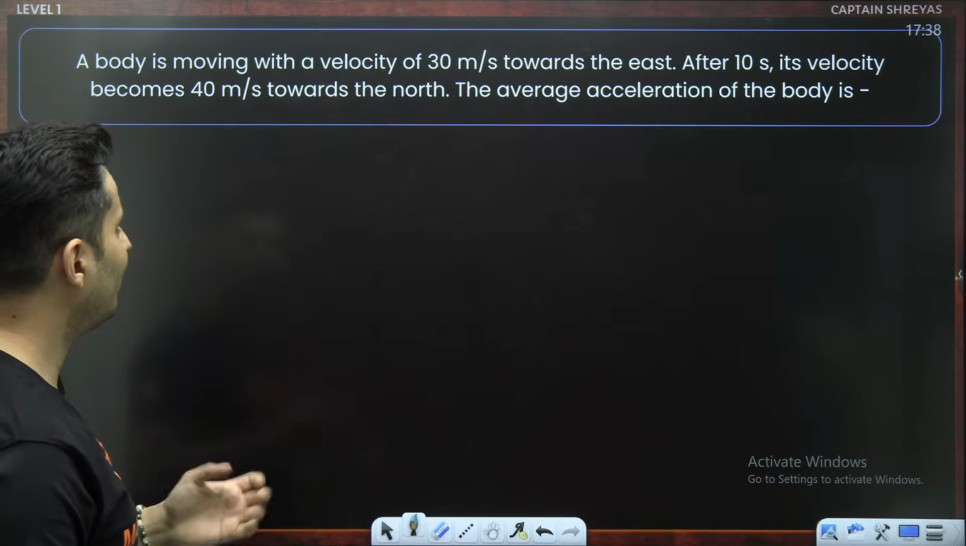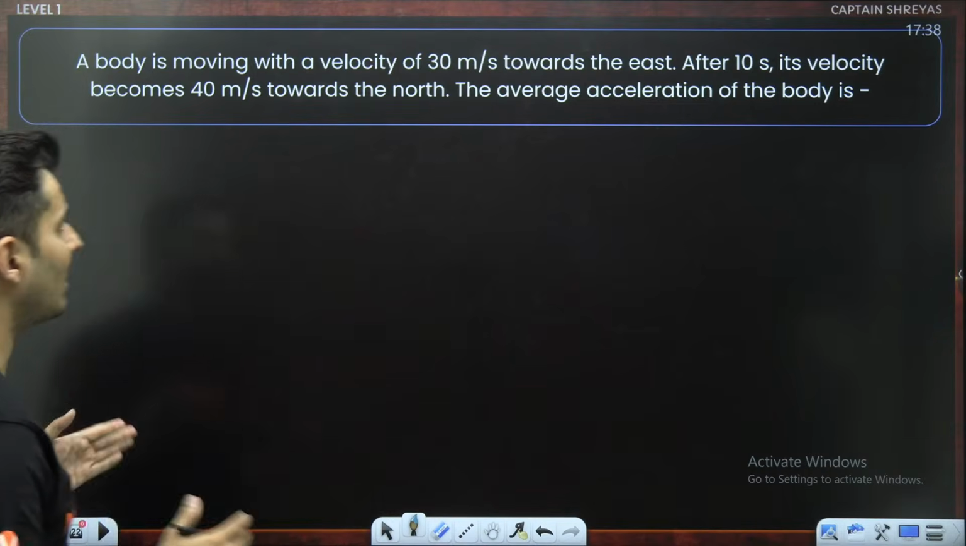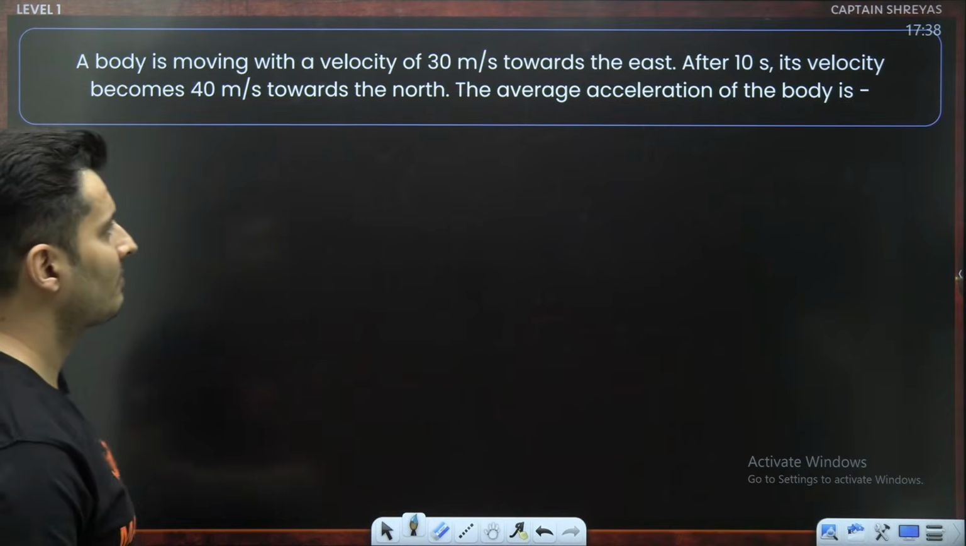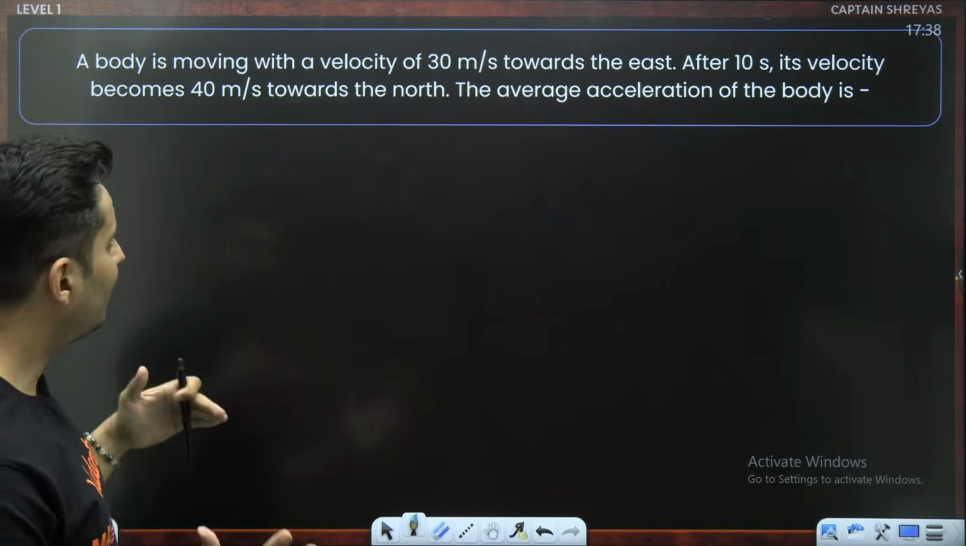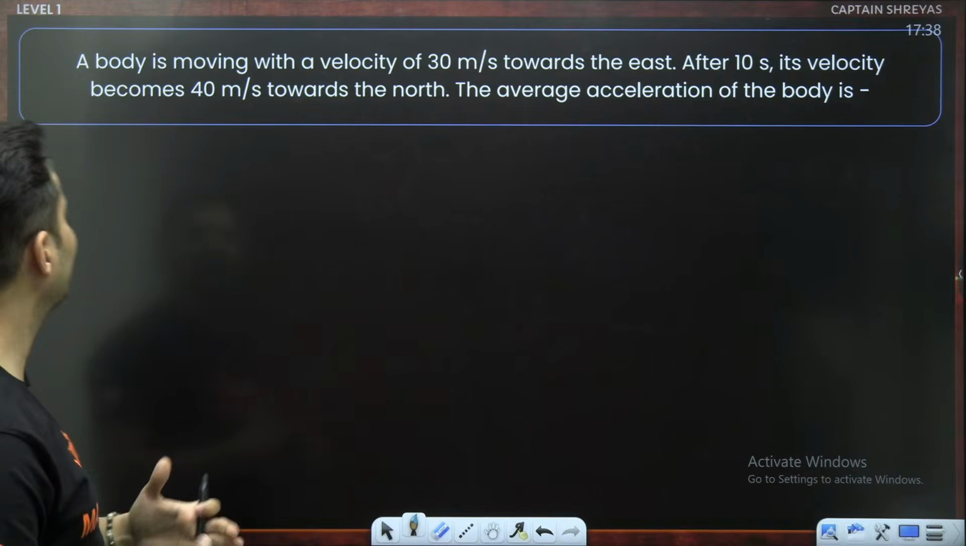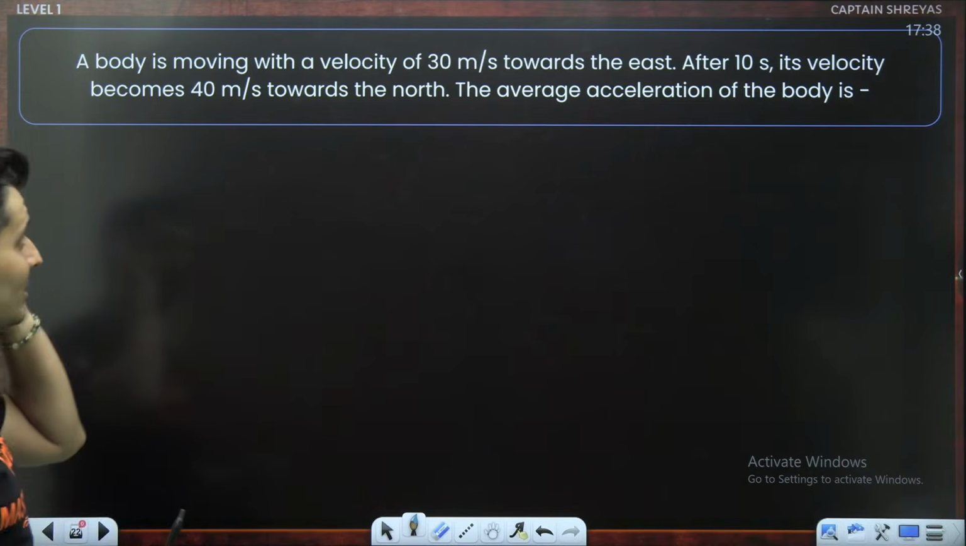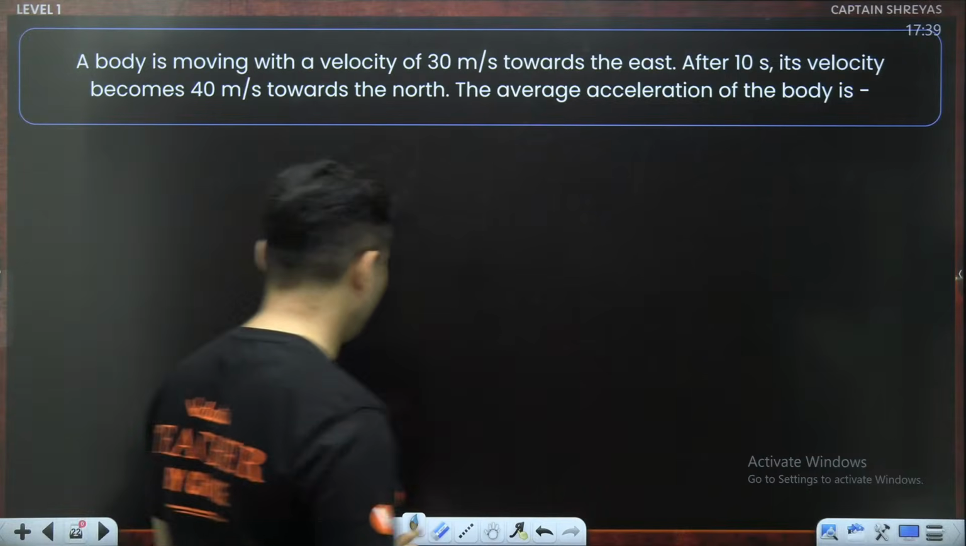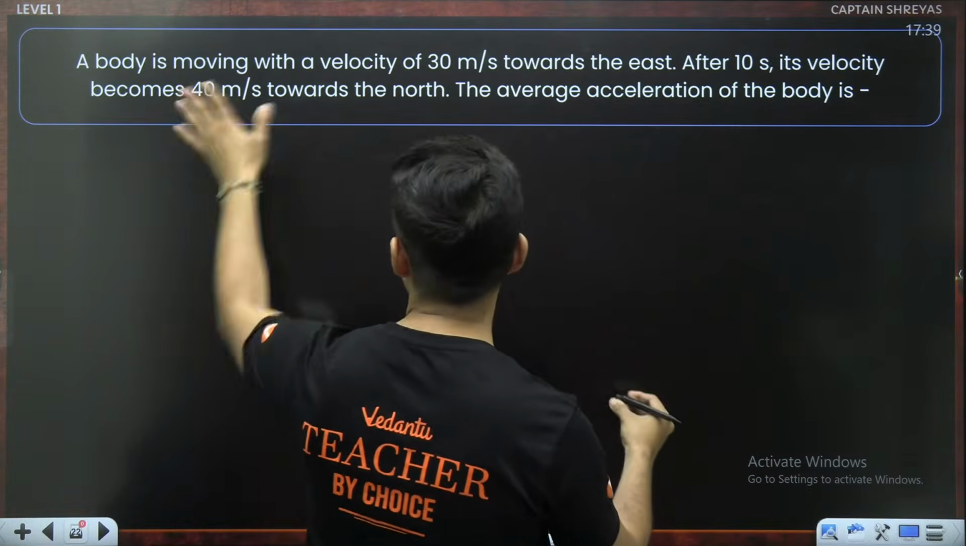A body is moving with a velocity of 30 towards the east. After 10 seconds, the velocity becomes 40 towards the north. The question is, what is the average acceleration of the body? Let's draw the diagram to understand it.